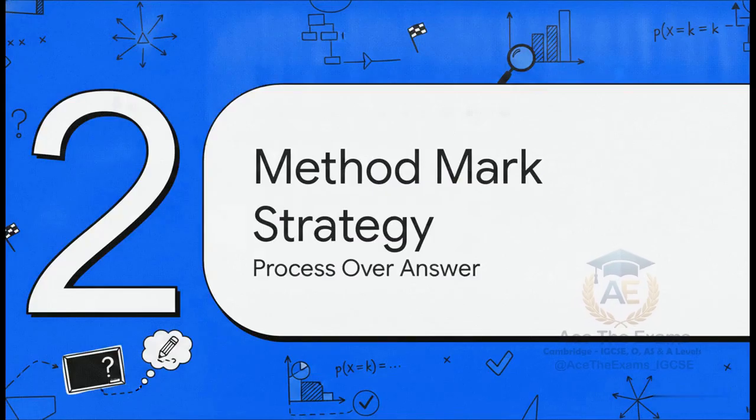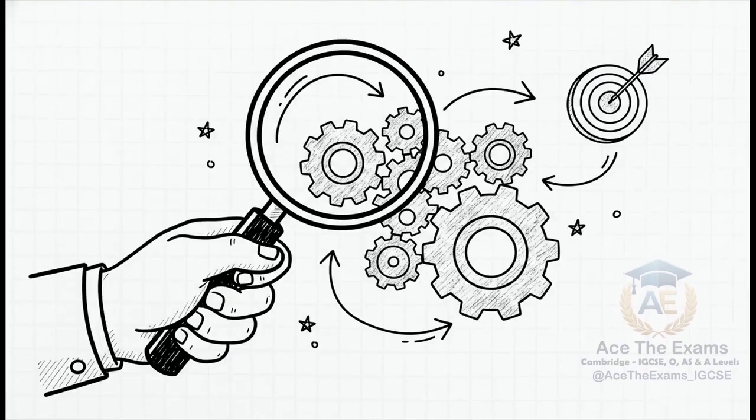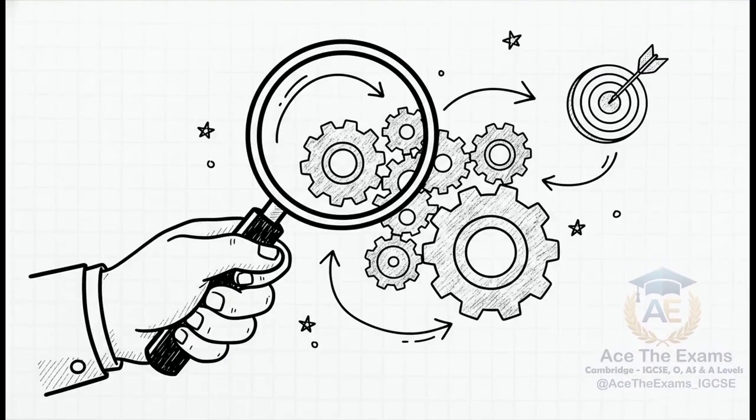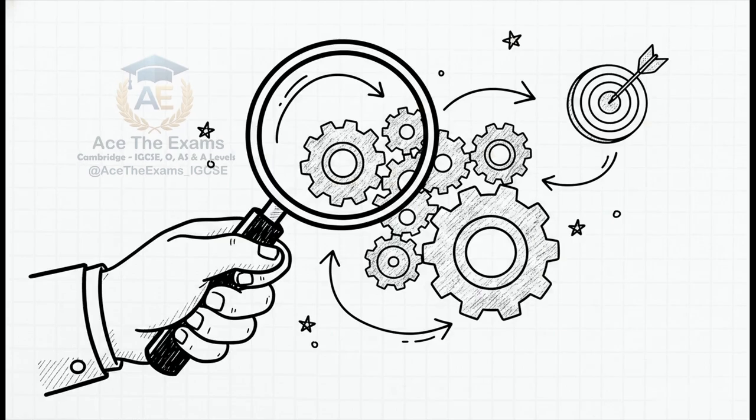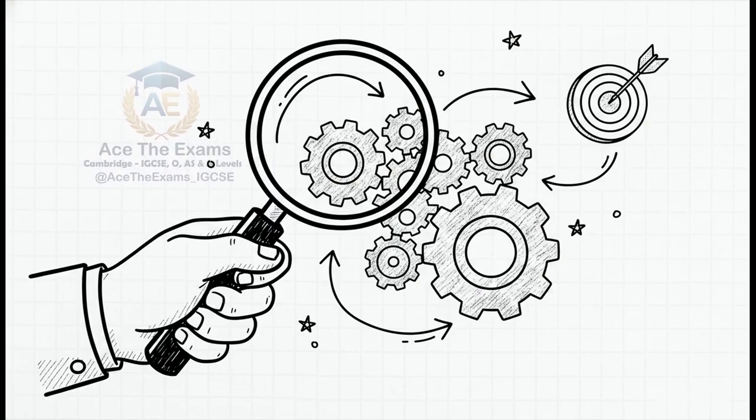Section 2, the method mark strategy. This is all about prioritizing process over the final answer. This is where we have our structural strategy debate. We need to shift your focus from what you know to exactly how you show it. You might think math is strictly about getting to that final correct number at the bottom of the page. Surprisingly, it's really not. In geometric distribution questions, examiners are basically functioning as corporate auditors.